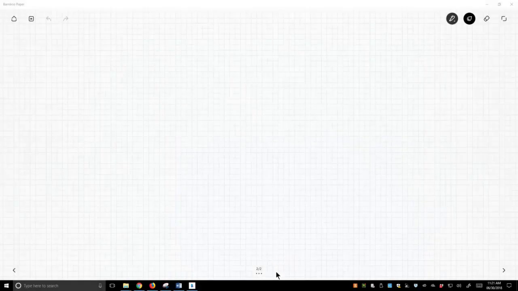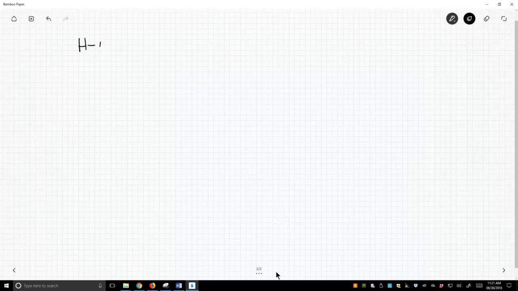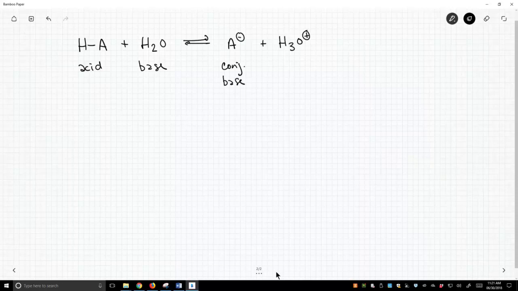Let's look again at our simple acid-base reaction. HA plus water goes to A minus plus H3O plus. So here's our acid, here's our base, here again is our conjugate base, and here is our conjugate acid.